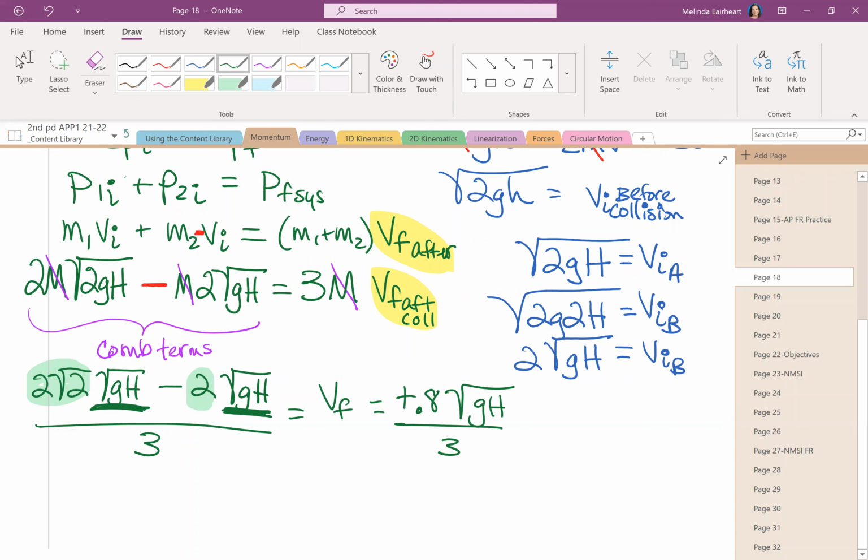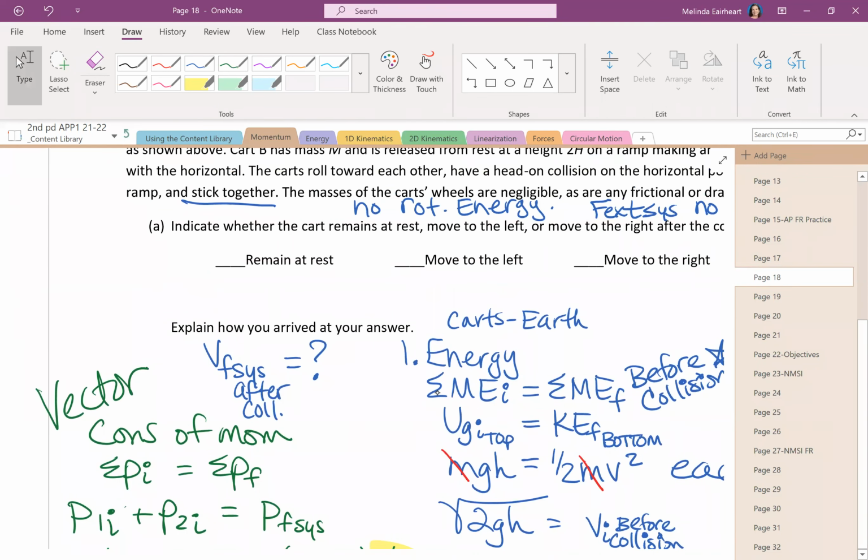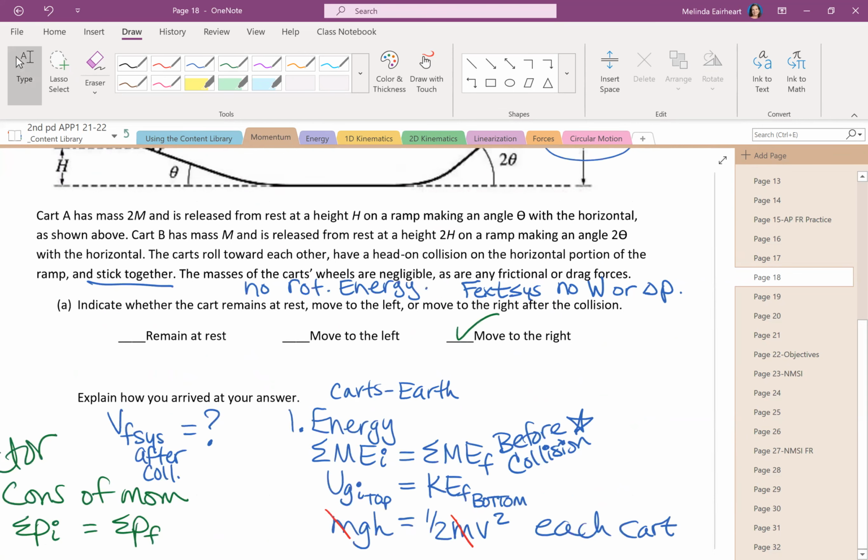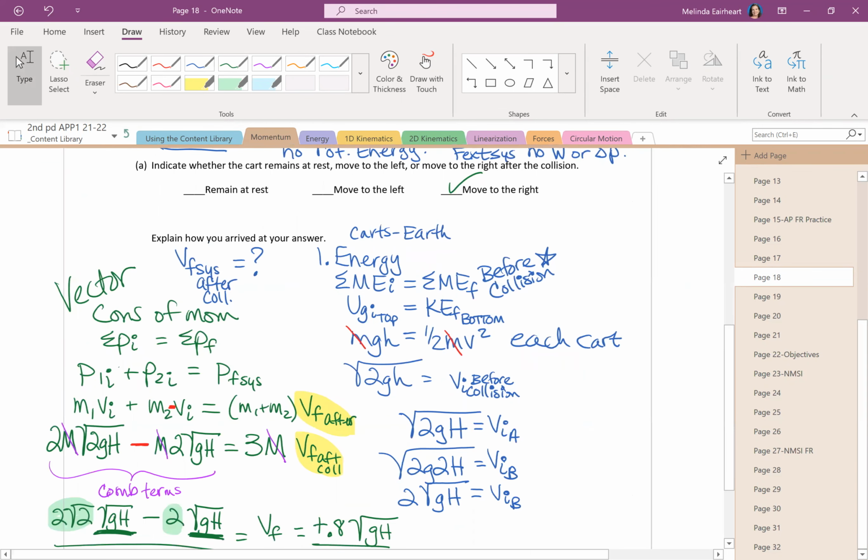Or to check a box to know if it goes right or left or stops. Does it stop? We didn't get 0. We got a positive answer, which means it's going to move to the right. Whatever we said was positive, and we went with standard sign convention, so to the right. If I remember correctly, there wasn't a point for the checkbox. There was a point for using conservation of momentum.